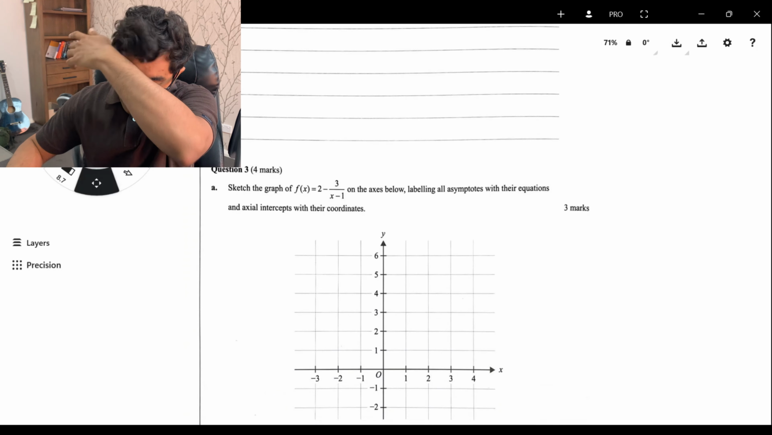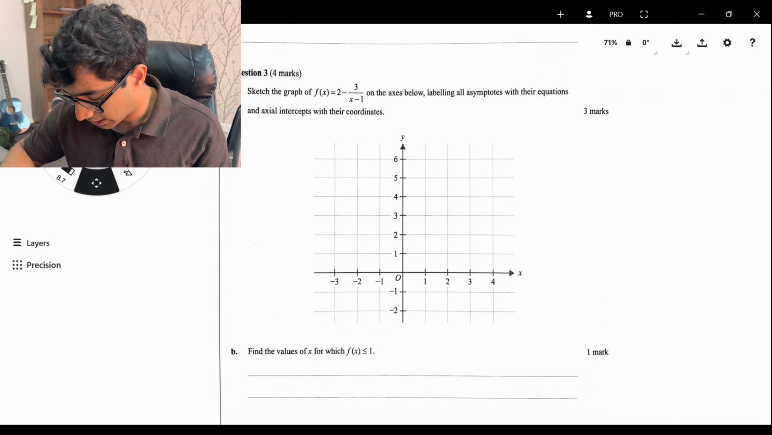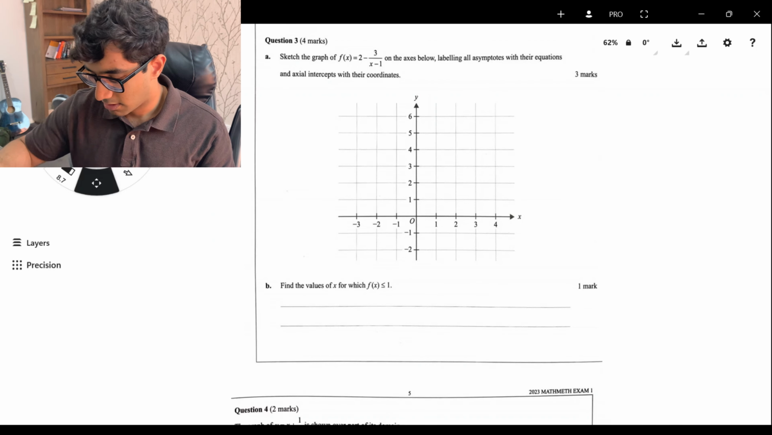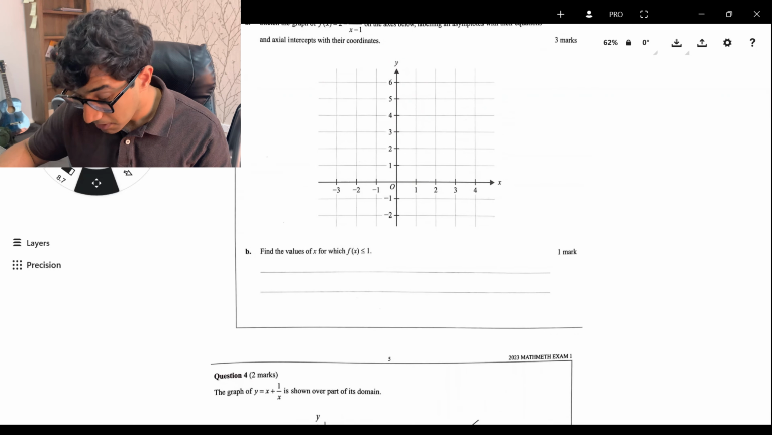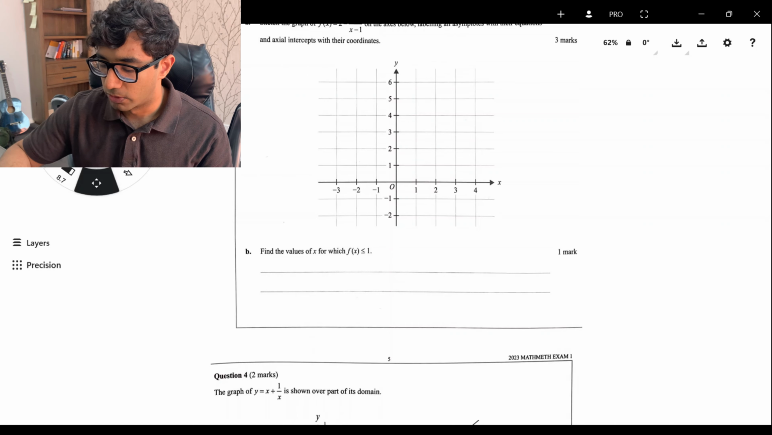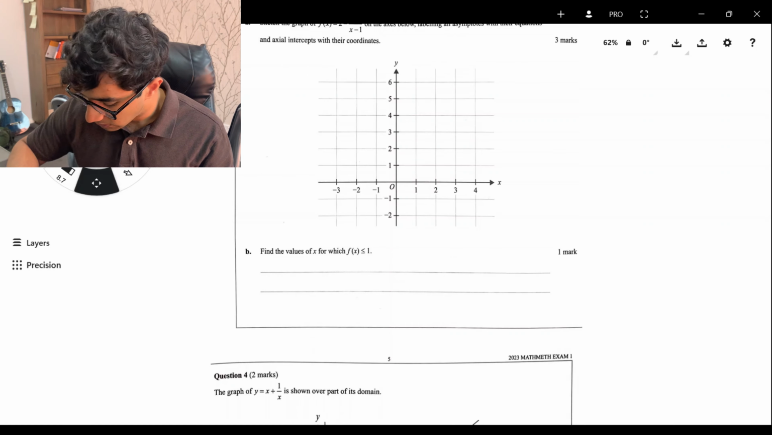And then question 3, sketch the graph. We're just sketching a rectangular hyperbola in part 3a. And then in part 3b, we're going to be solving an equation, and we're going to use the graph to help us out. So that should be fine.